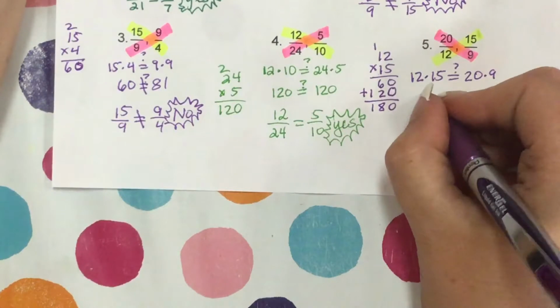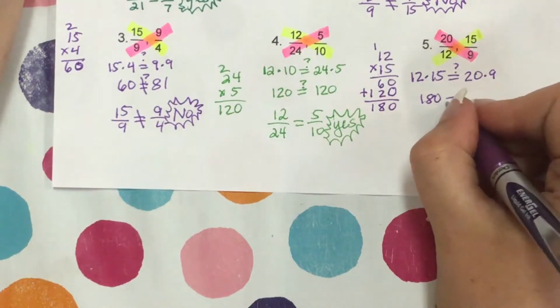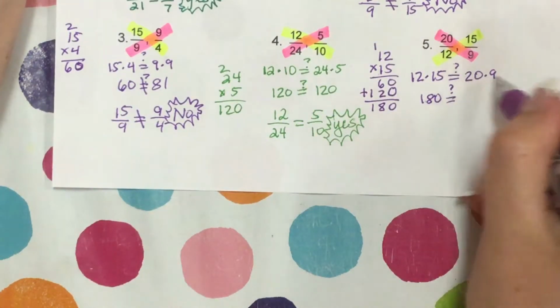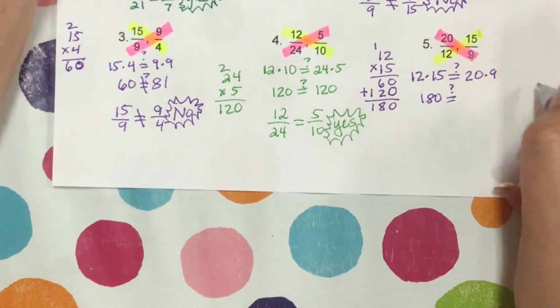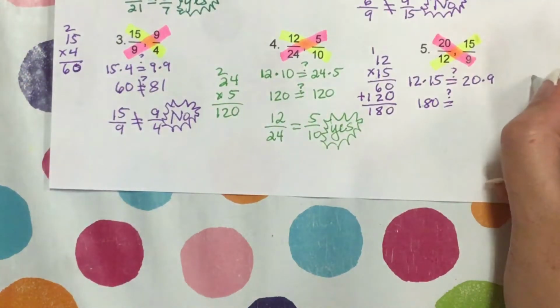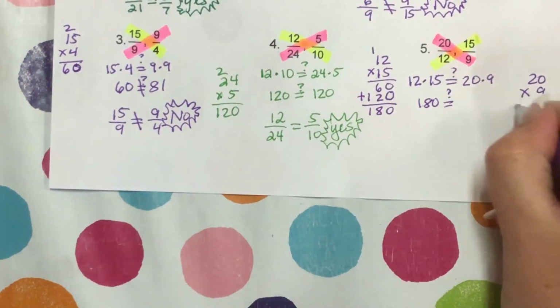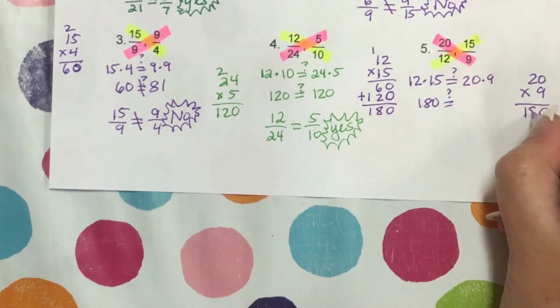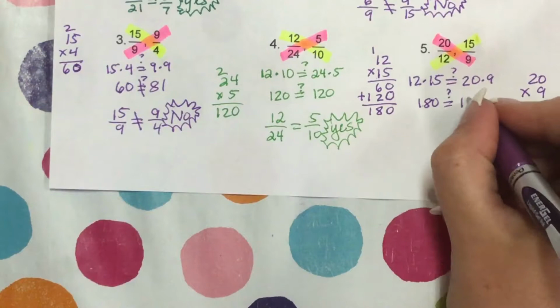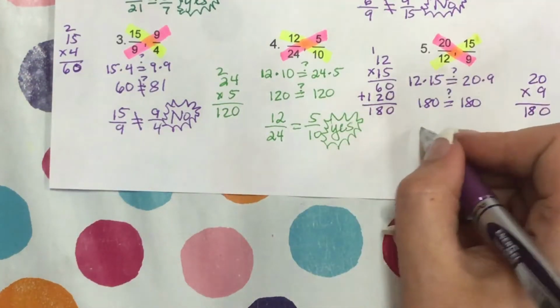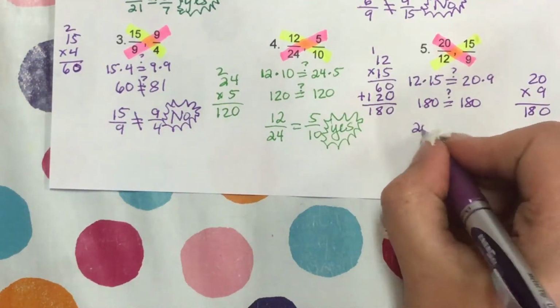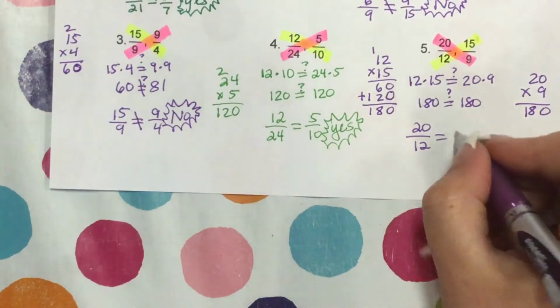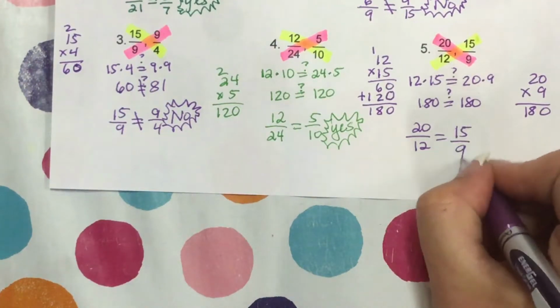So 12 times 15 is 180. And I'm trying to see if that is equal to 20 times 9. I'm not sure what that is, so I'm going to do that over here. 20 times 9. 9 times 0 is 0. 9 times 2 is 18. So yes, it is. Woohoo! Okay, so that means that 20 over 12 is proportional to 15 over 9.